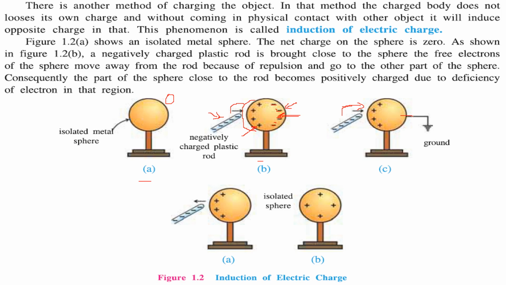So now let us ground it. When we ground it, all the electrons here will go to the ground, which means they will leave and reach the ground. If you remove this grounding, then only the positive charge will remain, because the electrons have gone to the ground. So now when you remove this grounding, the positive charge will redistribute, and this is how we induce the electric charge.